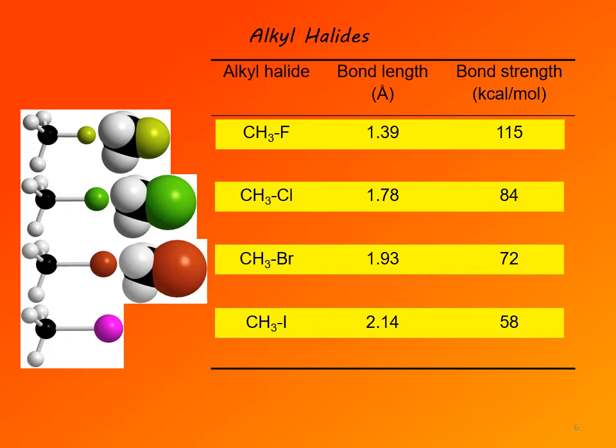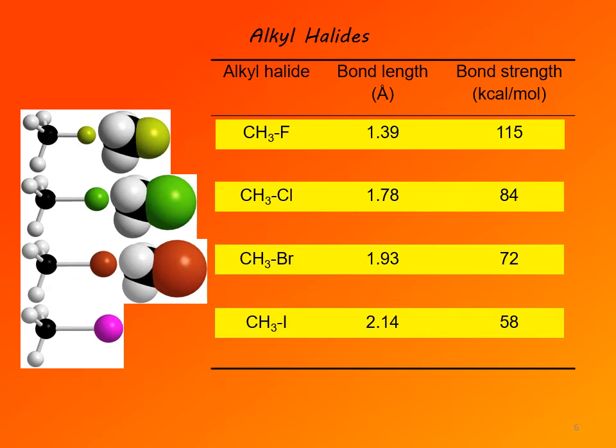In fact, this bond is so weak that carbon-iodine compounds, iodoalkanes, have to be stored at low temperature in the dark. So we keep them in brown bottles, typically in the fridge, because if exposed to ordinary light, like green light, this bond would break. So ordinary visible light has sufficient energy to break these bonds.